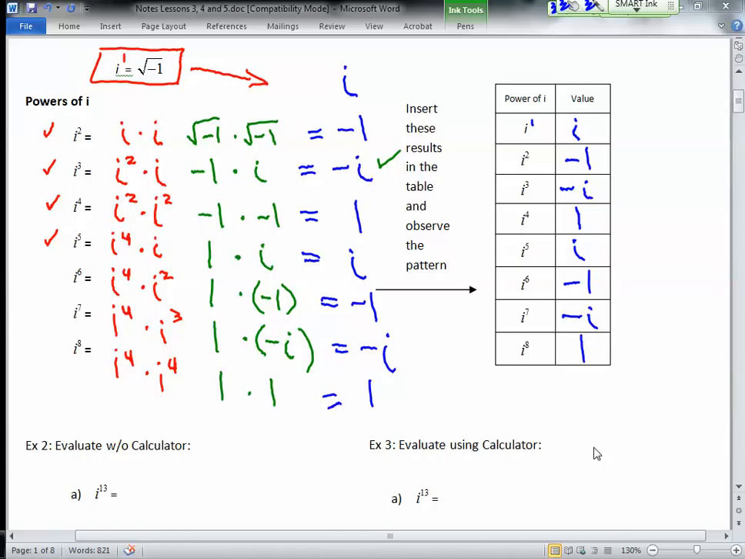All right, in the next section, we're going to show you how to calculate these powers without even using this table. It's all about memorizing that pattern. i, -1, -i, +1. i, -1, -i, +1. What do you think i to the ninth would be? Maybe it would repeat again, and it would be back to a regular i. So next section, we'll show you some more on this.